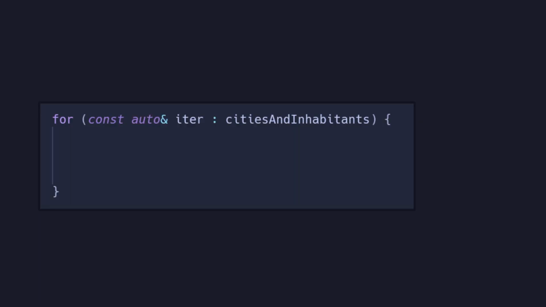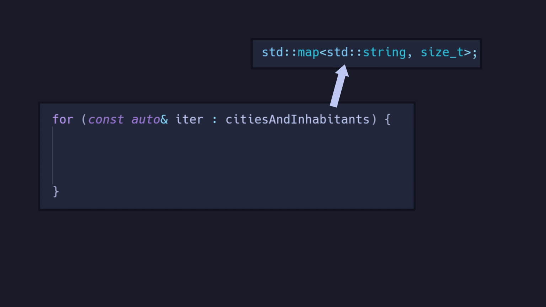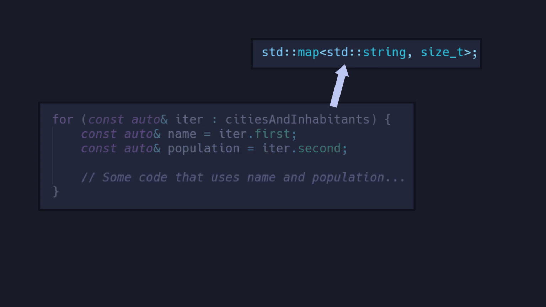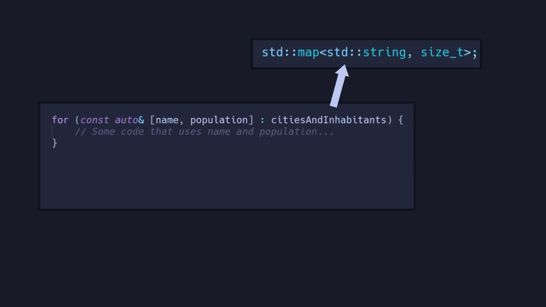Another great use case for structured bindings is interacting with standard library data that uses pairs. Consider this for loop. It loops through a map representing cities and their population. To use these values, we create variables for the name and population and proceed to perform some logic using these values. Structured bindings allow us to make this loop more readable by binding name and population in the head of the for loop.